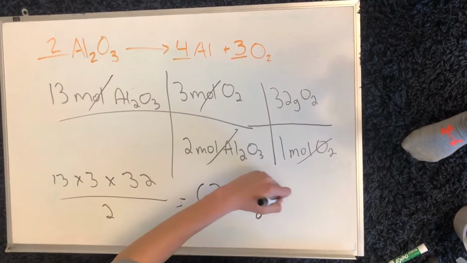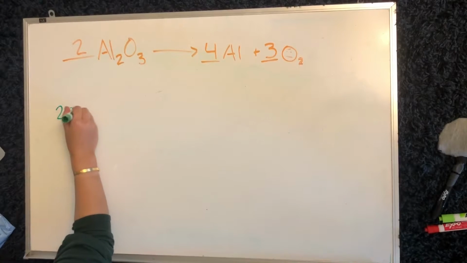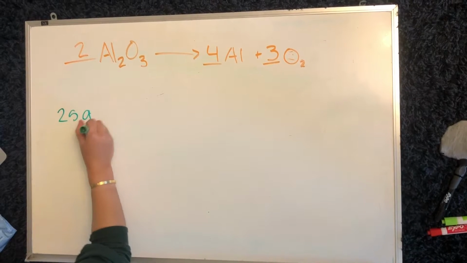But it gets a little more complex. The hardest type of stoichiometry problem you can get is a mass-to-mass problem.